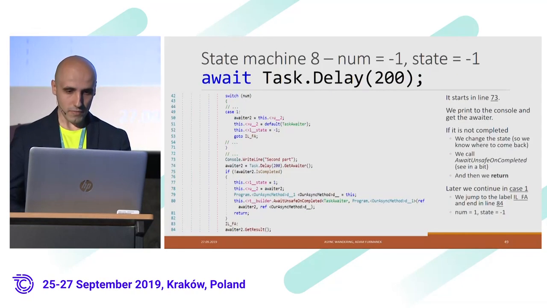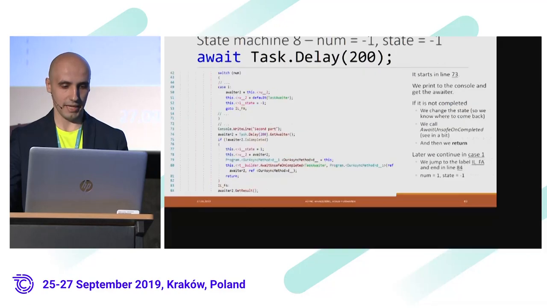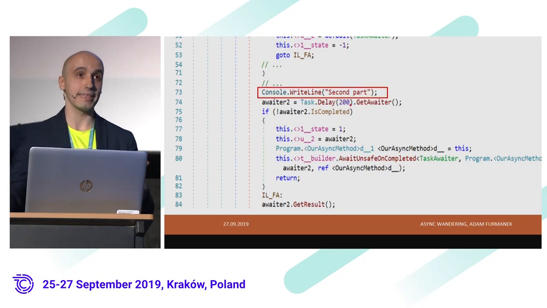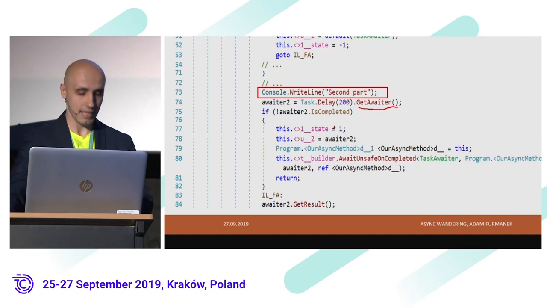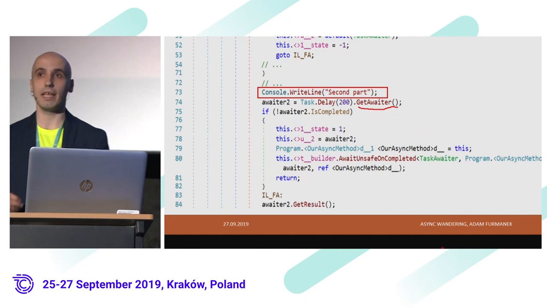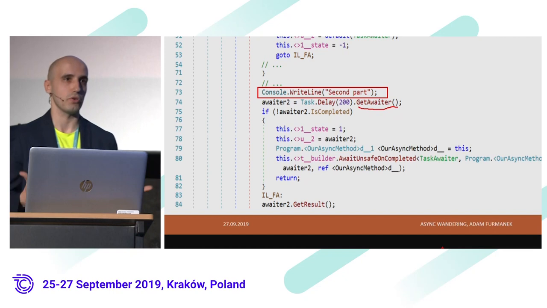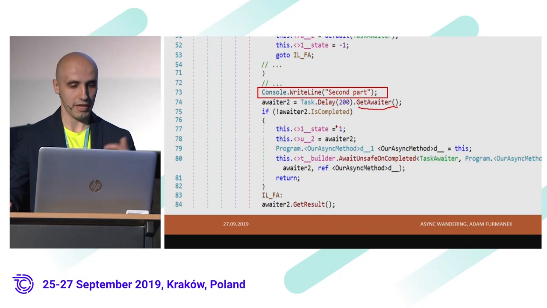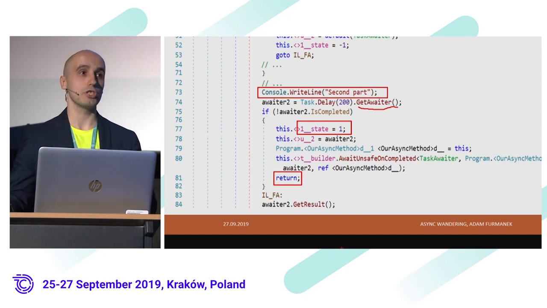So let's carry on. Now is part 2, before Task.Delay. We start around line 72, because this is where we ended the previous part. We do Console.WriteLine, and then we get the awaiter for Task.Delay. We check the awaiter and can see that Task.Delay hasn't finished. It's not yet completed, because that's the point of Task.Delay. So we do some bookkeeping, we enter the if construct, and change the state to 1. Then we call AwaitUnsafeOnCompleted, which we'll see in a second. But the important thing here is we just do return.